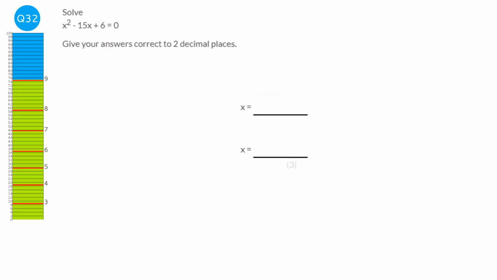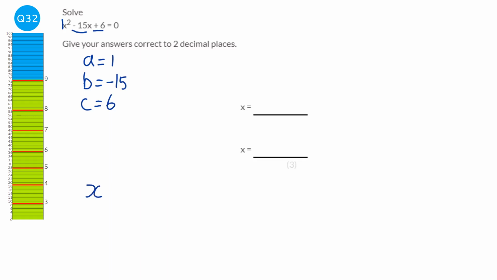We're asked to solve this quadratic, and we're told that we're going to leave the answers to 2 decimal places, so chances are we're using the quadratic formula. So for the quadratic formula, we're going to use a, b and c. We'll go find a, b and c. A is the coefficient of the x squared. Now, we don't actually have a number before the x squared. Well, we kind of do. There is a 1 there, we just don't bother showing it. So a is 1. B is the coefficient of the x, which would be minus 15. And c is the number left over at the end.